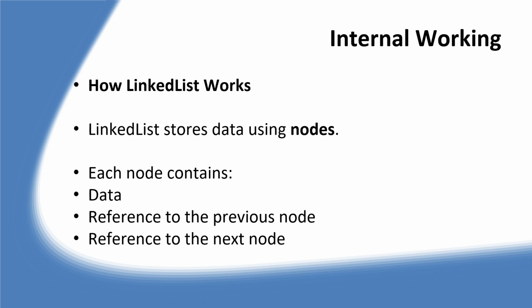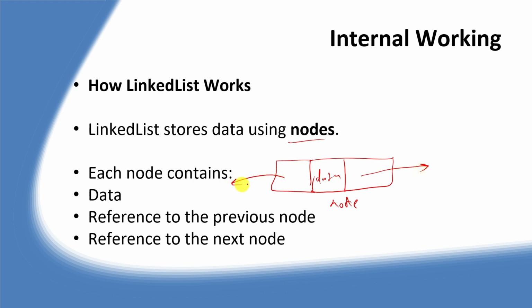Then, what is a node? This is a new word which is introduced in linked list. So what is this node? Suppose let's say this is a node. So this is one node. What will it have? It will have data, and let's say it has a reference for the next node and a reference for the previous node. So this is a node. This structure is called a doubly linked list.